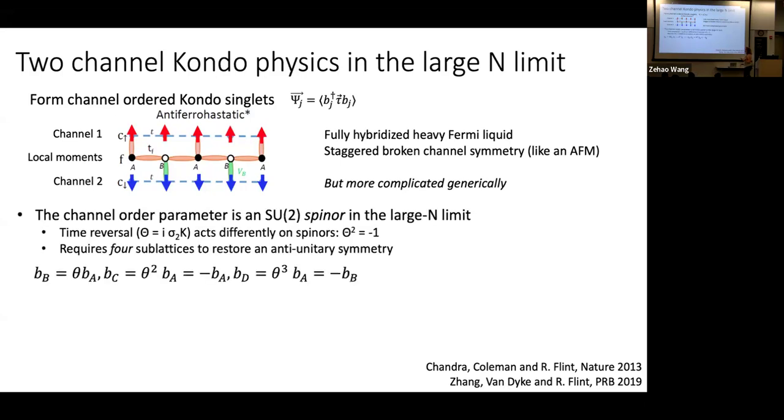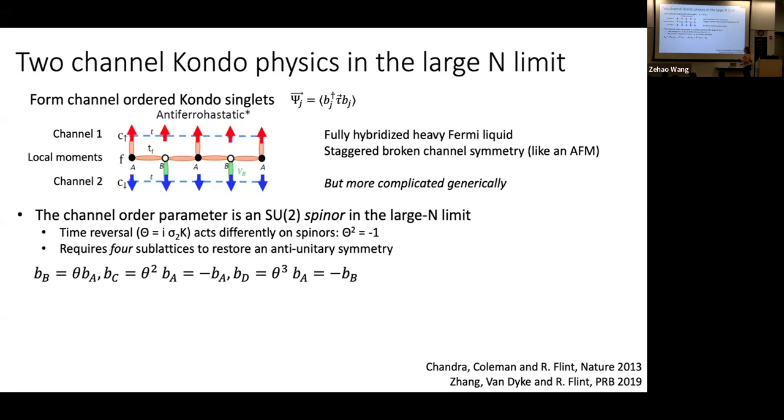So just, in the large N limit, our order parameter really is this expectation of B, which is a spinor. And we know that time reversal acts differently on spinors than it does on vectors, which are our usual order parameter vectors. So spinors have this time reversal squared as -1. So usually when we have an antiferromagnet, we say on sublattice B, it's just the time reverse of sublattice A. So we can do that here. So on sublattice B, I put the time reverse of sublattice A.